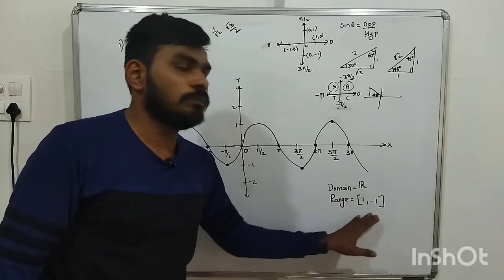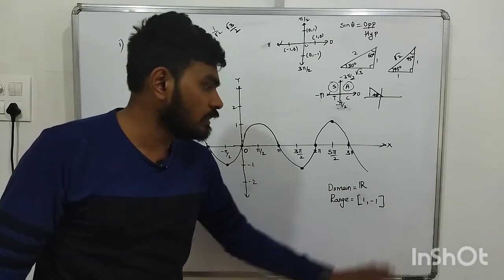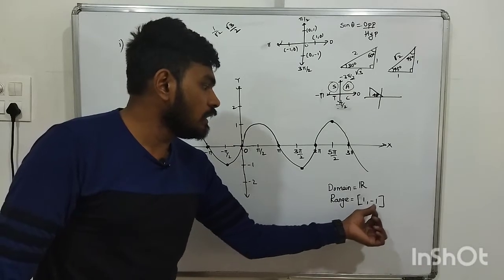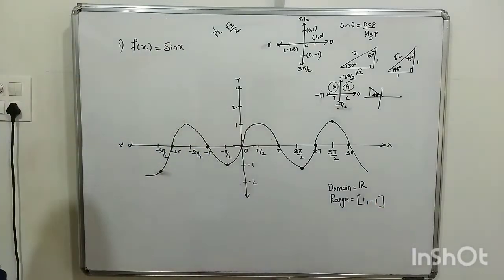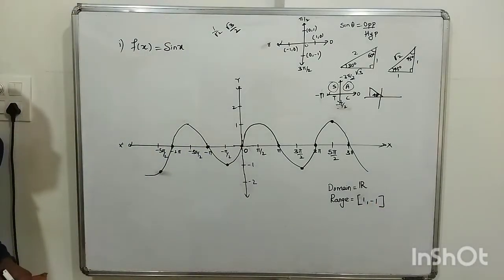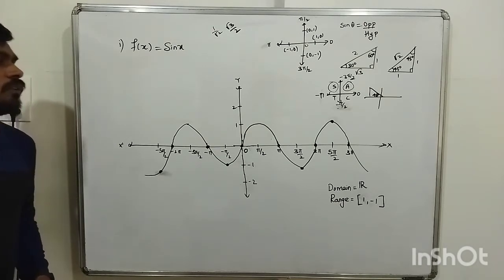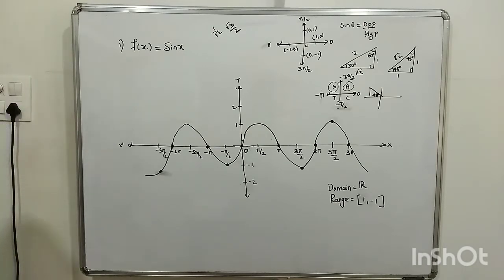This denotes an interval, meaning all the values which are between 1 and minus 1, okay. Square bracket denotes that this 1 is included, also minus 1 is included, okay. So this is the graph for sin x. Similarly we can draw the graph for cos x, tan x and all, okay. I'll drop this.